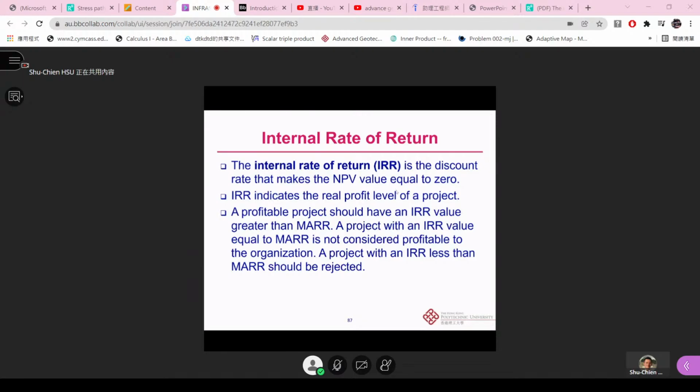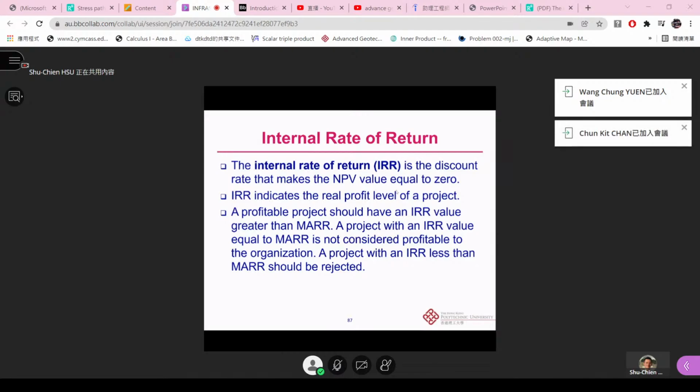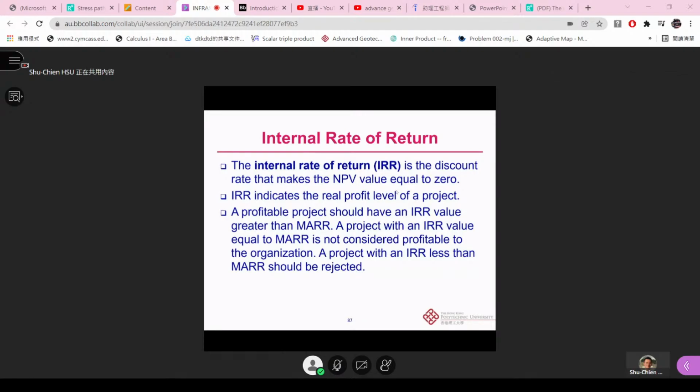This is what we want to talk about now. This is called the internal rate of return, which is the discount rate that makes the net present value equal to 0. Think about that: we have so many different alternatives, and we set the present worth to 0, and the IRR is unknown. This is what we want to find today. This IRR indicates the real profit level of a project, so we set NPV to 0 so we can know what the profit level of the project will be.